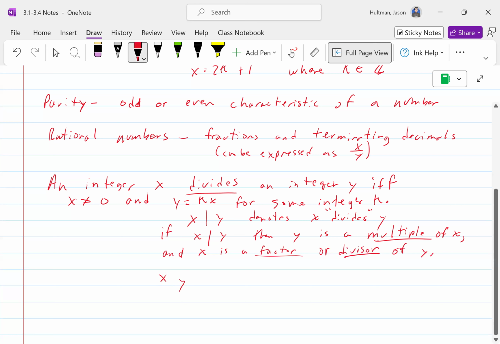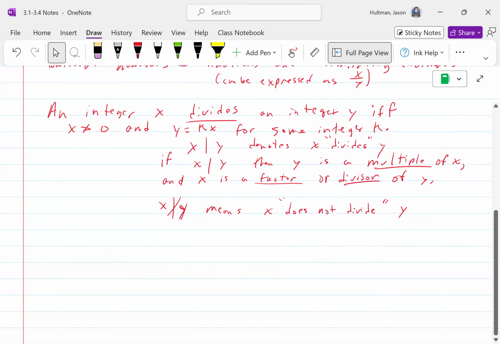X divides y with a line through it means x does not divide y. And y is not divisible by x.